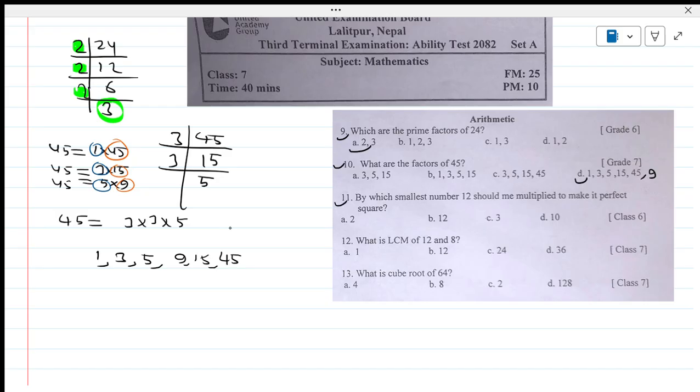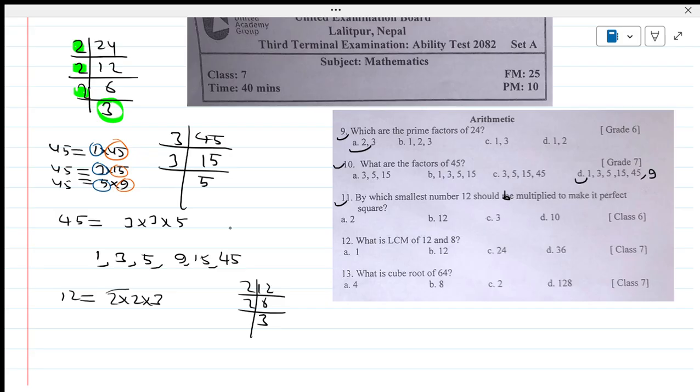Now I'll go with 11. By which smallest number should 12 be multiplied to make it a perfect square? So here let's break 12. 2 sixes are 12 and 2 threes are 6, and 12 has the factors 2 into 2 into 3. And now which pair does it not have? By that prime number, if you multiply, then it will become a perfect square.